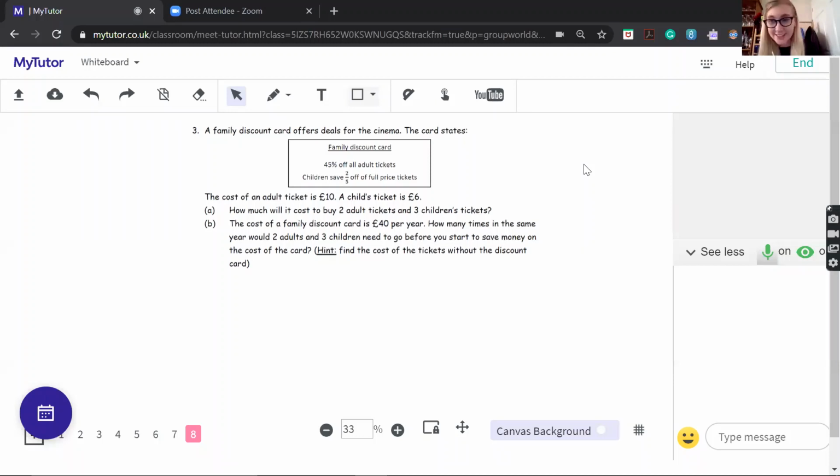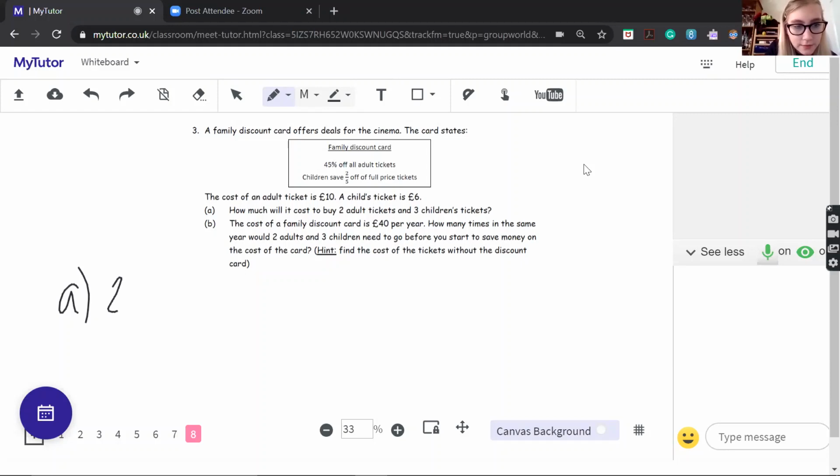So the cost of an adult ticket is £10, and a child's ticket is £6. So the first thing that we want to know is how much it will cost to buy 2 adult tickets and 3 children's tickets. So let's have a look at A first of all. The best way to do this is to do it in 2 separate chunks: 2 adult tickets, and then 3 children's tickets, and add them together.